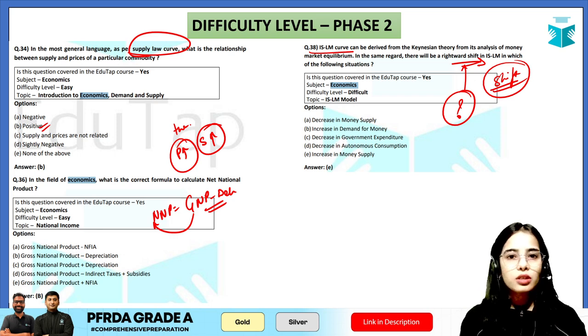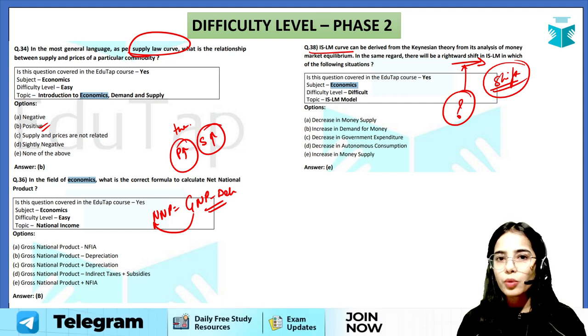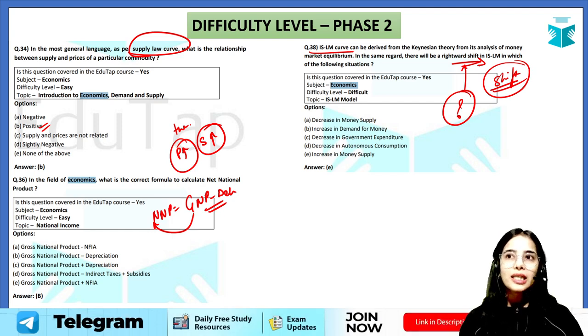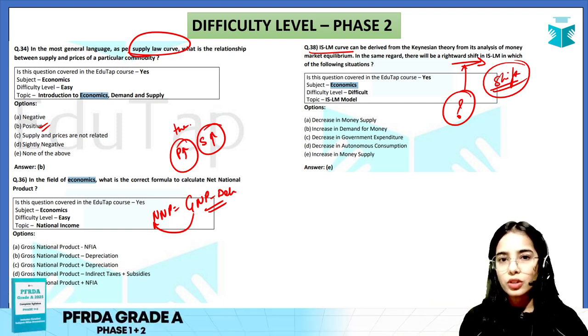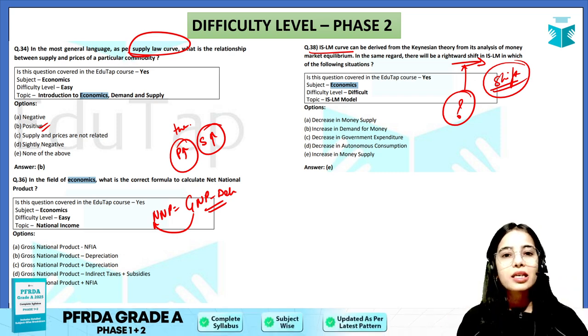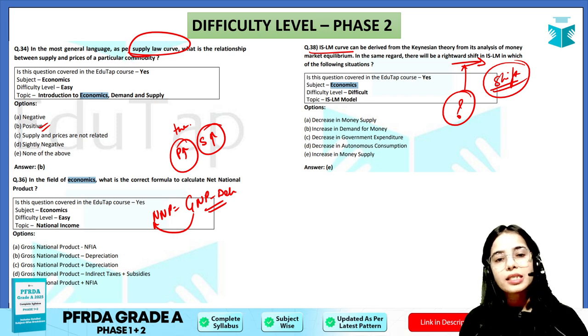If you have the clarity of the topics, you will be able to answer the questions, and it's not like you have to go too much in depth of the topics. You just have to have the basic understanding of the concepts. Through basic understanding of the concepts, you will be able to answer the questions even in phase 2, okay?